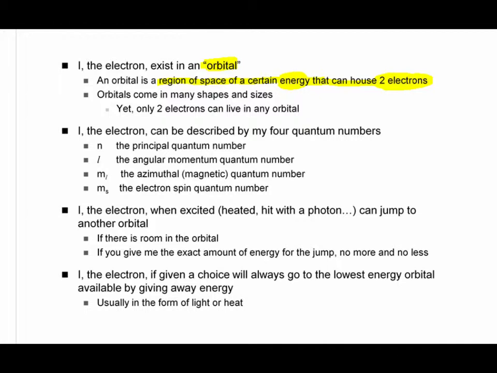Secondly, the electron would say, hey, if you want to describe me, if you want to find me, you're going to need to use my 4 quantum numbers. Now, your quantum numbers are not too different than, let's say, your address, which tells you what street you're on, what house you're on in that street, what city you're in, and what state you're at. That's essentially what we're doing here.